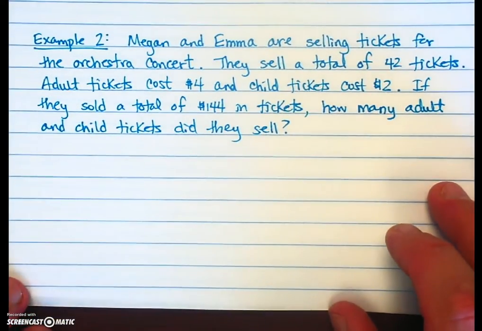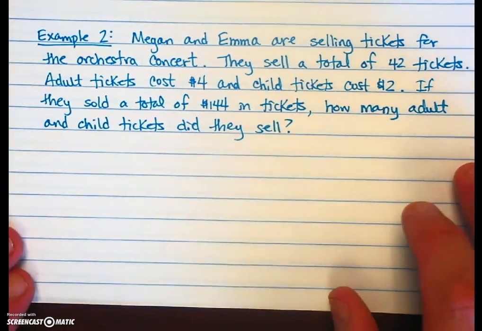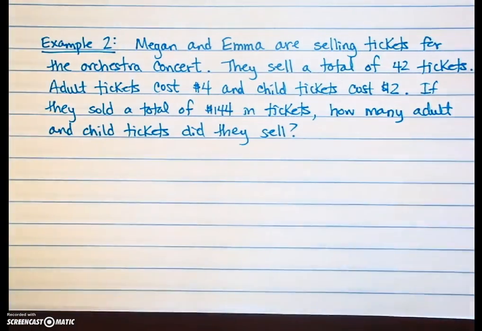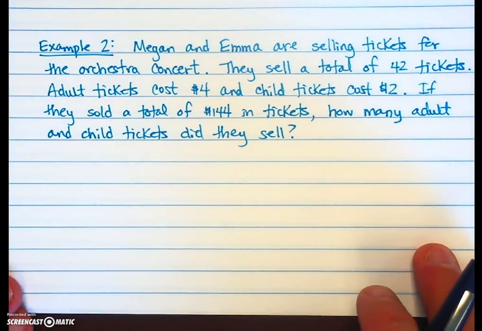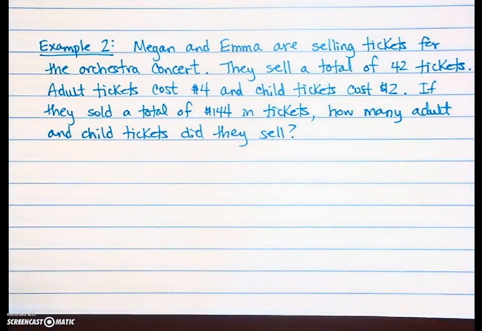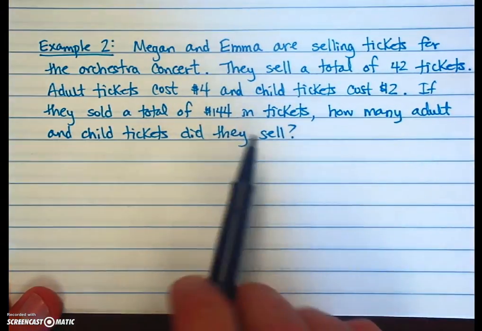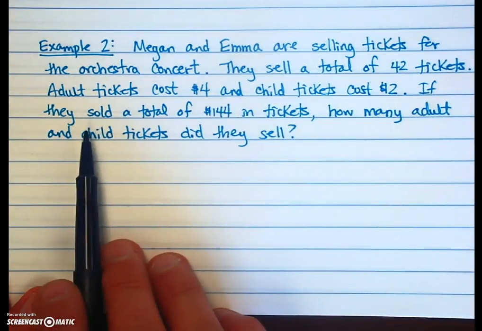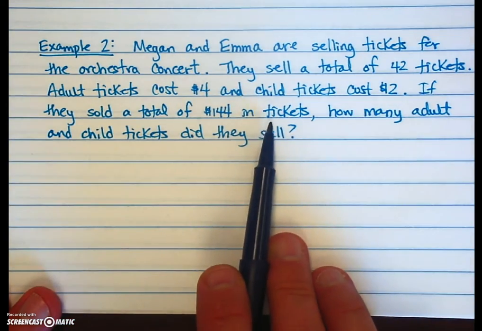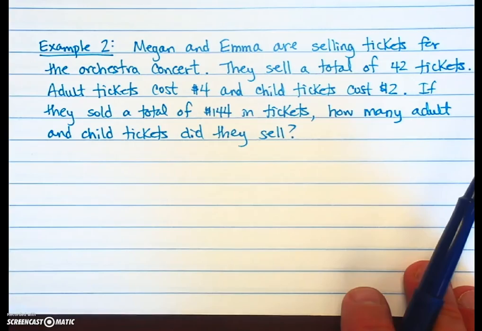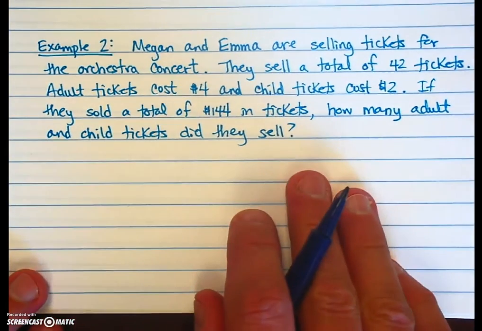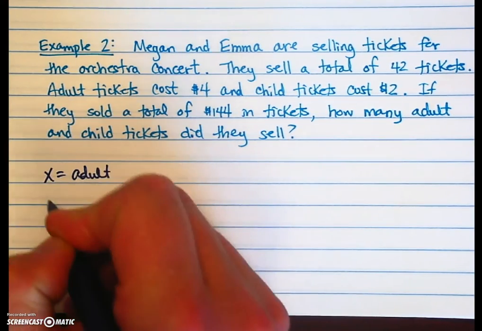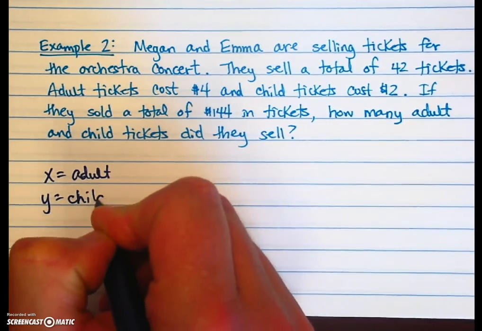All right, now let's take a look at an application for systems of equations. And we solve systems of equations today. So all I'm going to do is set this problem up, and then you can solve it using the calculator like we did today in class. So Megan and Emma are selling tickets for an orchestra concert. They sell a total of 42 tickets. Adult tickets cost $4. Child tickets cost $2. If they sold a total of $144 in tickets, how many adult and child tickets did they sell? So one thing that I always like to do here is go ahead and define my variables. So I'm just going to say X is adult tickets and Y is my child tickets.